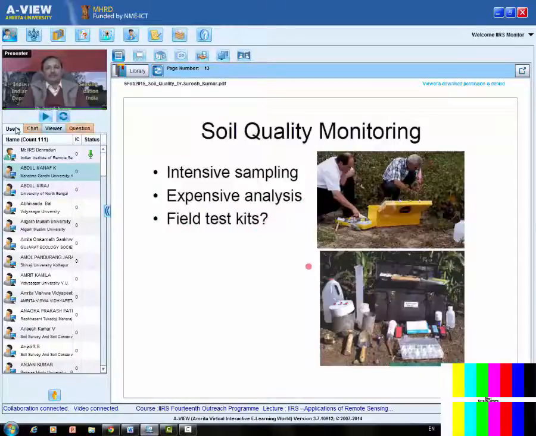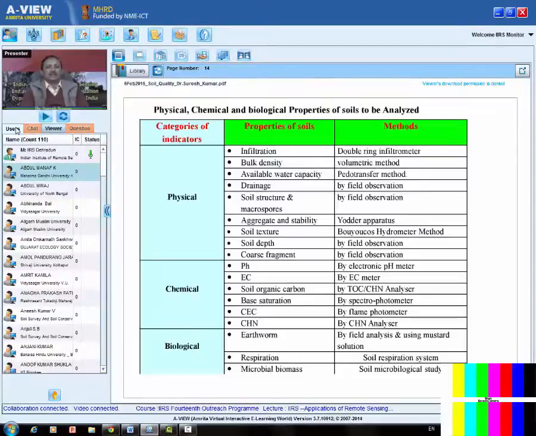Do we have field test kits? No. Field test kits are available for a few properties. For example, bulk density, soil depth, collecting the soil samples, organic matter content, pH, EC measurements you can do in the field test, but other properties you need a full-fledged laboratory where you can analyze those properties.